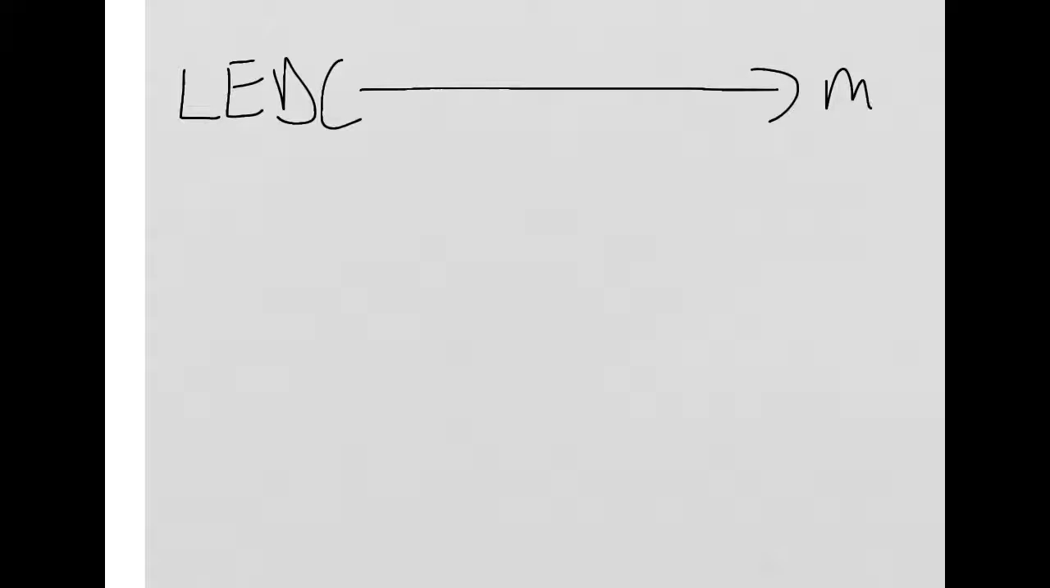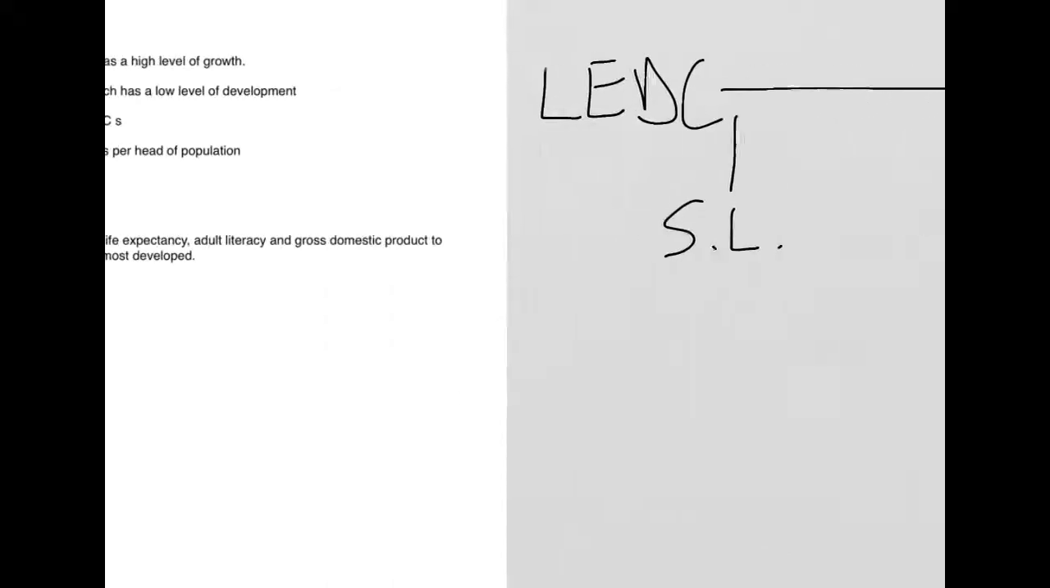So we think of them along a line like this. At this point down here, we would have the very, very poorest LEDCs, and up here we would have the very richest MEDCs, and we've got a line where countries could potentially move up and down as they improve or have a lower level of development over time. If you think about the two examples that we talked about, the UK is definitely one of the most developed countries in the world, and Sierra Leone is definitely one of the least developed countries in the world.